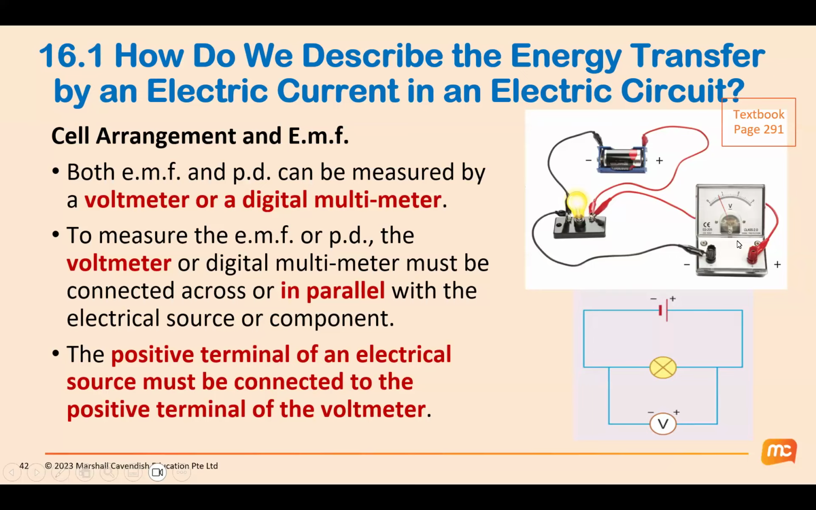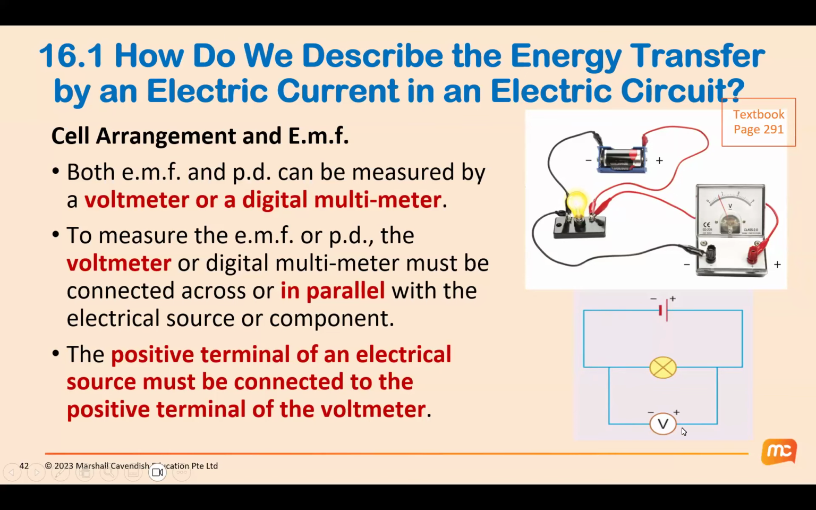So a voltmeter is slightly different from an ammeter. Voltmeter is connected in parallel because a voltmeter has very, very high resistance, unlike an ammeter. If I were to put my voltmeter in series with my light bulb, because of its high resistance, my charges cannot flow through it, so it will affect my light bulb. My light bulb will be very, very dim, or it will not light up because the resistance of the voltmeter is too high. So it must be connected in parallel.